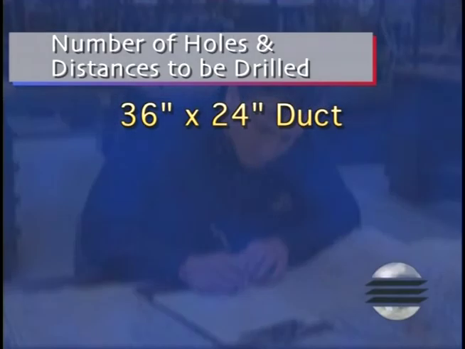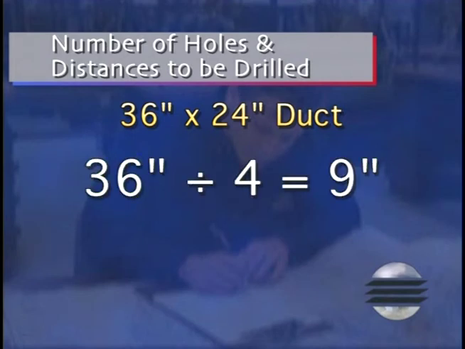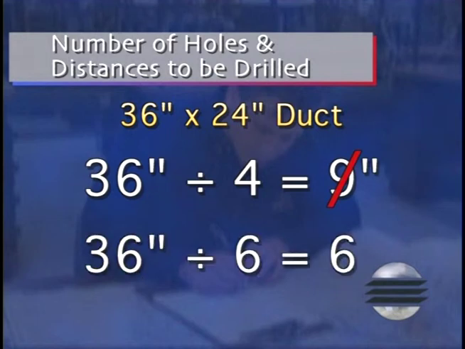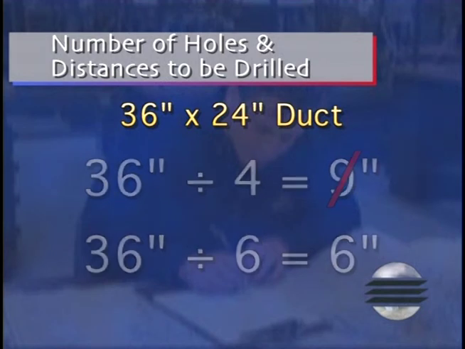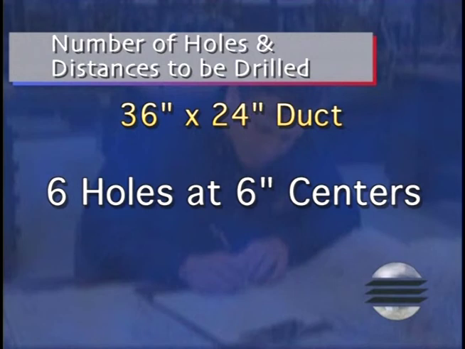For example, in a duct that is 36 inches wide by 24 inches high, the technician decides to drill the traverse holes along the 36-inch side. To calculate where to drill the holes, the technician arbitrarily starts by dividing 4 into 36 inches. This gives 9-inch centers, which does not meet the criteria of 6 inches or less. Next, the technician arbitrarily decides to divide 6 into 36 inches. This gives 6-inch centers, which meets the criteria of the least number of holes to be drilled with centers not greater than 6 inches apart. So the number of holes to be drilled in the 36-inch side is 6 at 6-inch centers.